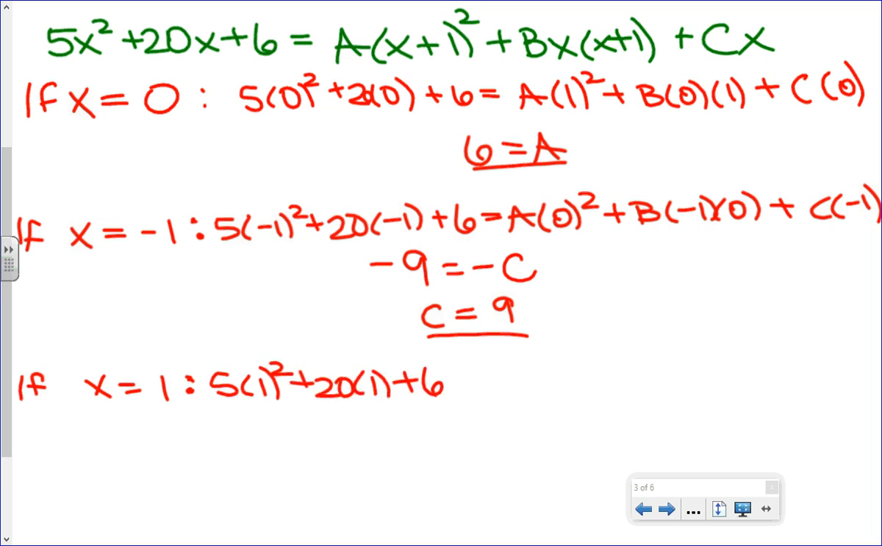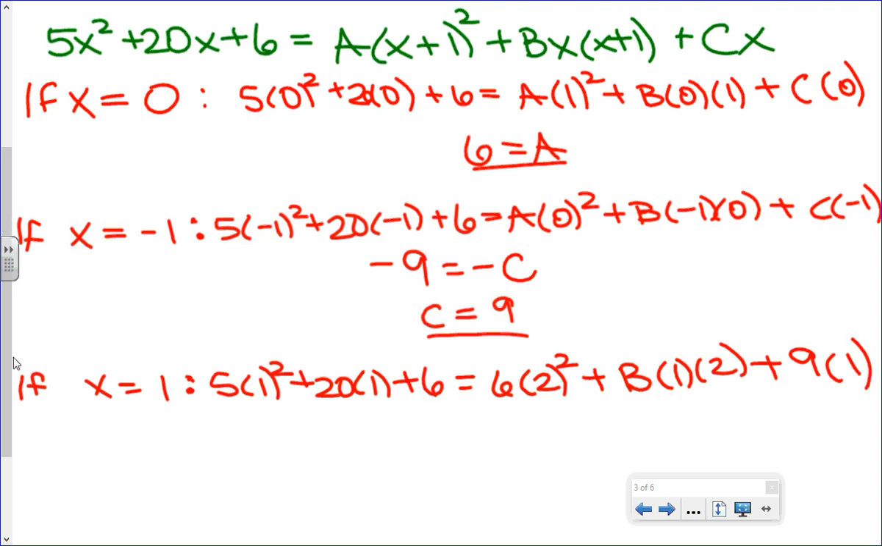We know that A is 6. We know that we don't know B. And we know that C is 9. So we can plug in x is 1, we can plug in our A and C, and so now all we have left to figure out is B. Okay? This is only going to happen if you have a repeated linear factor.